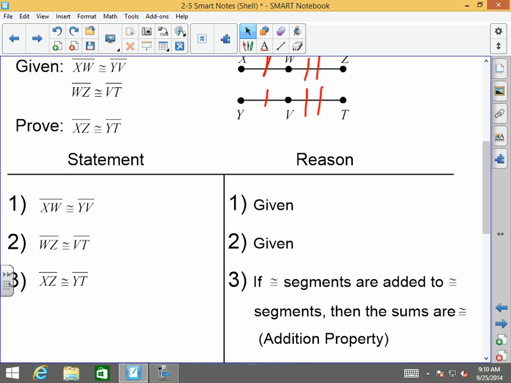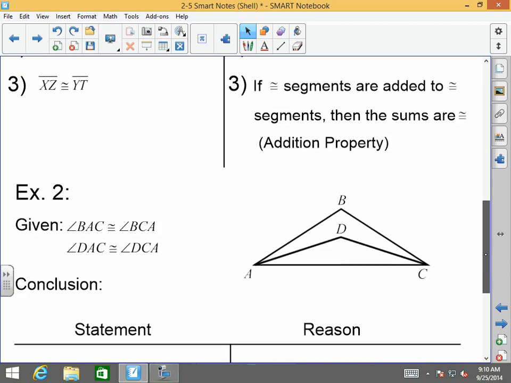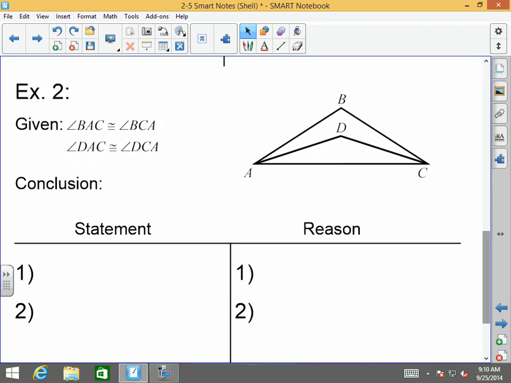Does that make sense, my brothers? Are you sure, guys? Because this is the kind of stuff you're going to see in the homework. All right. How about this bad boy?